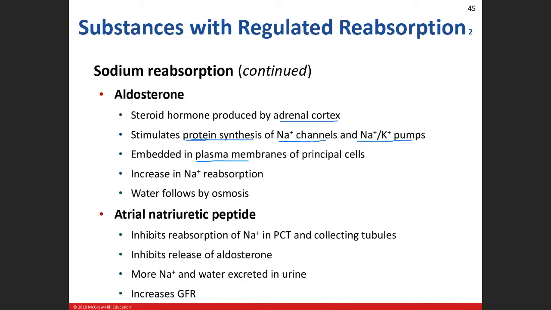You need to know these cells, the principal cells. We talked about the principal cells briefly in chapter 24 of the lab portion of this class. They're located in the collecting duct, the last part of this whole system. Their job is to increase sodium resorption, which means you'll have less sodium in the urine.